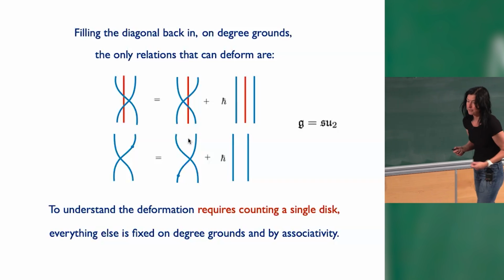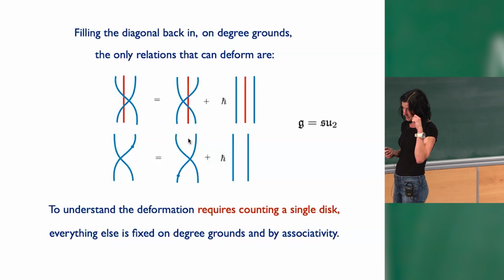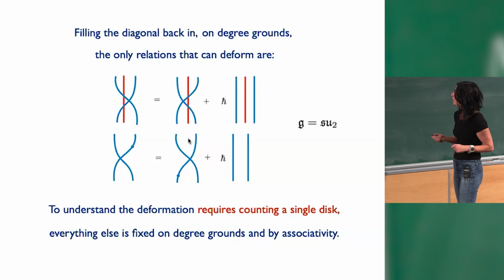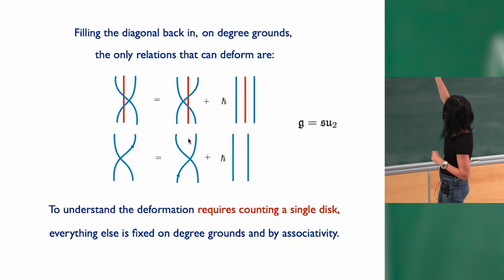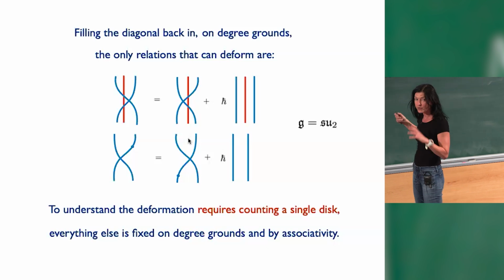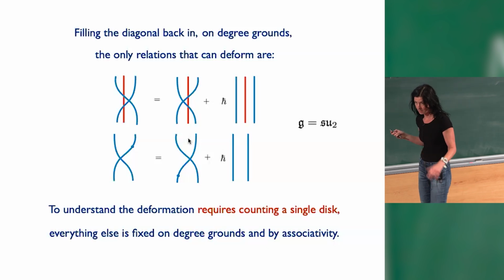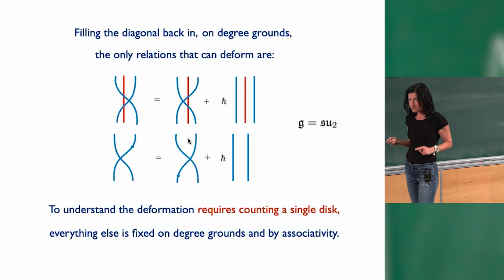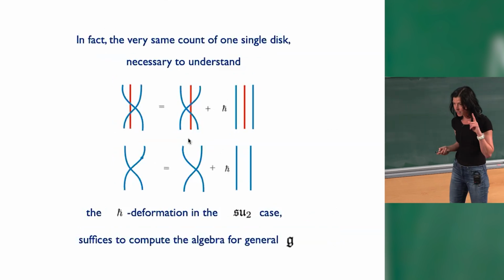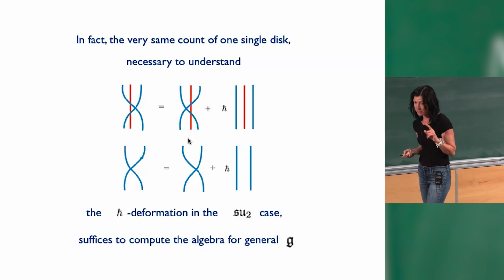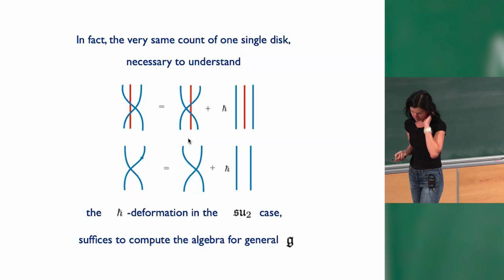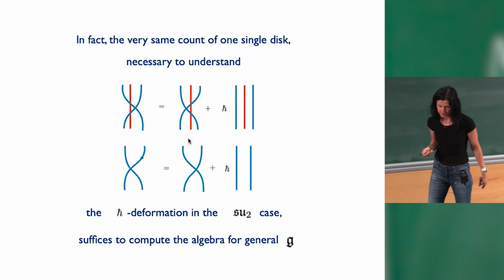So it turns out that to solve the entire theory requires counting a single non-trivial disk. For SU2, that single non-trivial disk will give you this deformation. In fact, you only need to check one of these because everything else is fixed by associativity. So you need to count. Counting disks by hand is painful. You have to count one disk. And not just for SU2, that single disk count turns out to suffice for all G, for all simply laced Lie algebras.